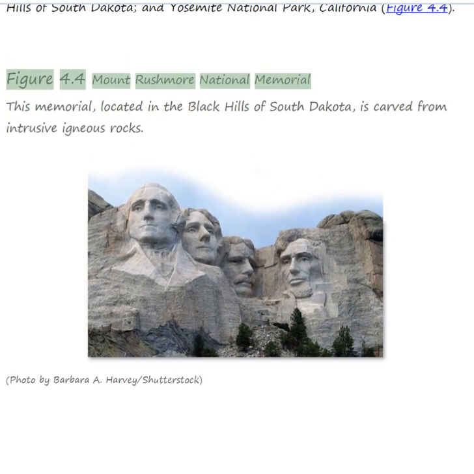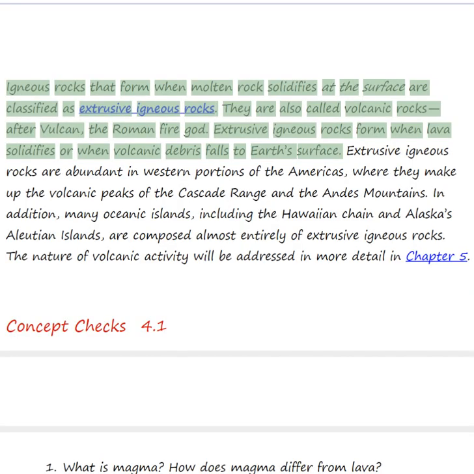Figure 4.4 Mount Rushmore National Memorial. Igneous rocks that form when molten rock solidifies at the surface are classified as extrusive igneous rocks. They are also called volcanic rocks, after Vulcan, the Roman fire god. Extrusive igneous rocks form when lava solidifies or when volcanic debris falls to Earth's surface.